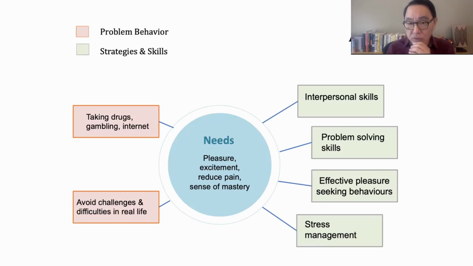So if you need pleasure and excitement, well, you can develop effective pleasure-seeking behaviors, which is less detrimental to your personal functioning, to your health, to your everyday life. You can also be learning specific skills to manage stress or to manage pain, right? You may also want to learn problem-solving skills and better interpersonal skills. Then you have a better sense of mastery and control over your interpersonal and social reality.